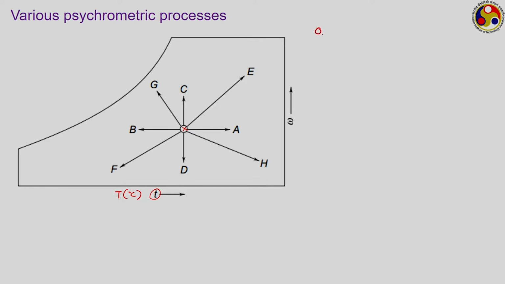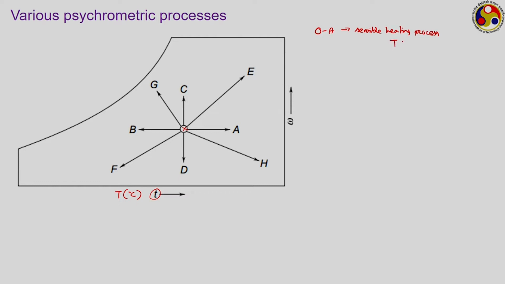So, if that point is O, then OA, what kind of process is this? Can you say? During the process, the temperature is increasing, specific humidity remains constant. Therefore, this process is a sensible heating process. During the sensible heating process, what is happening to the concerned parameters?